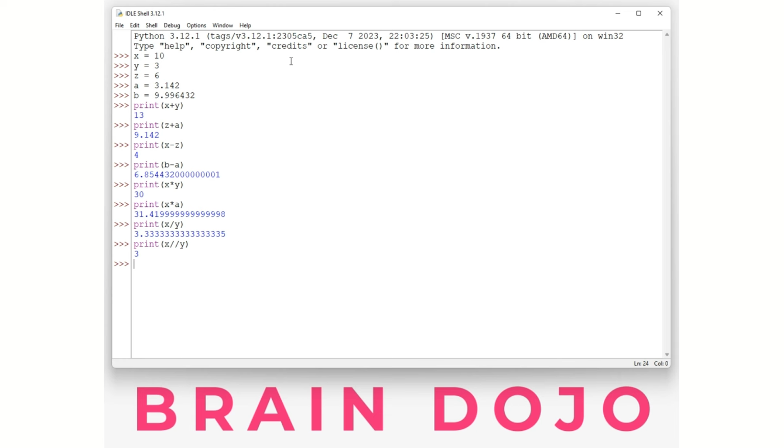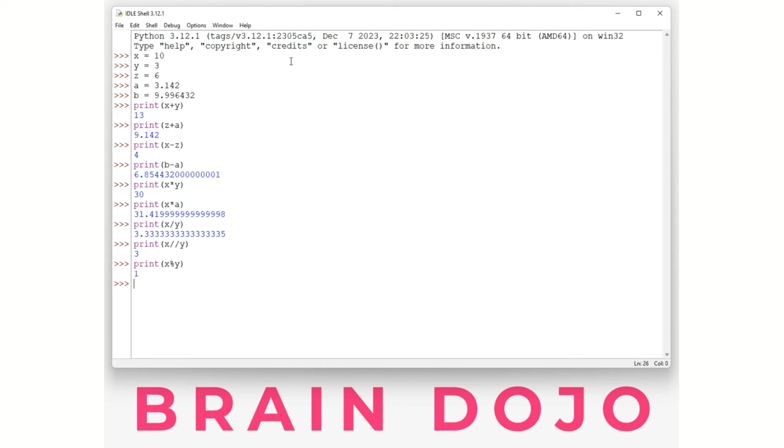And now if you want to know the remainder, what you can do is print x, the percentage sign, and y. We call this modulus, and what this does is it should give you the remainder.